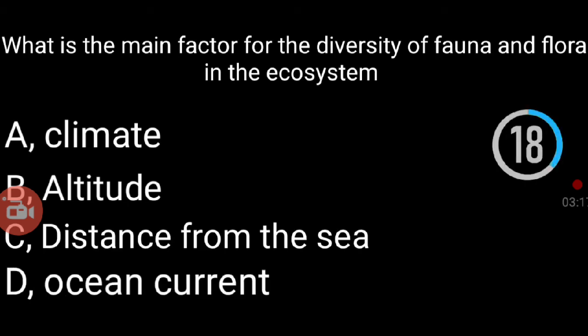What is the main factor for the diversity of fauna or flora in ecosystem? Climate, altitude, distance from the sea, ocean current. Main factor.